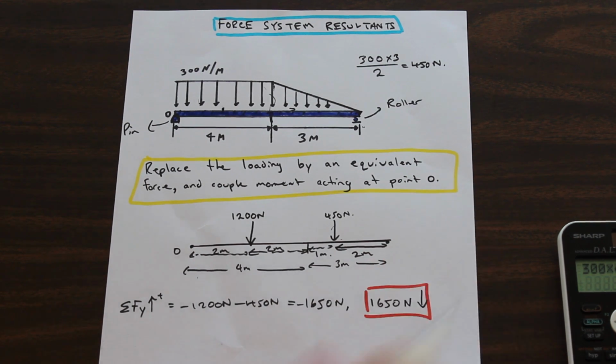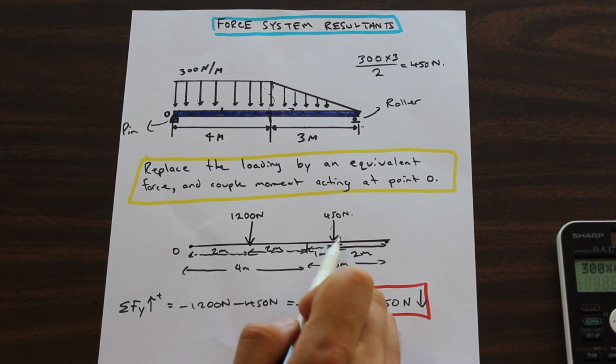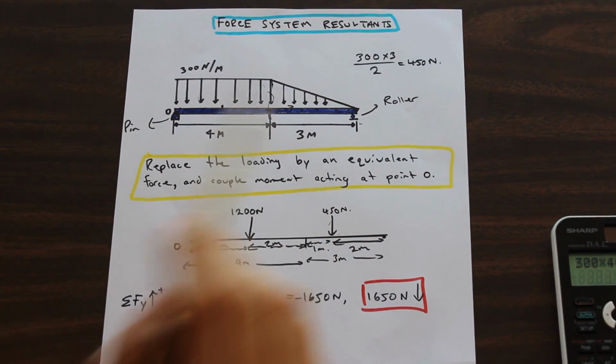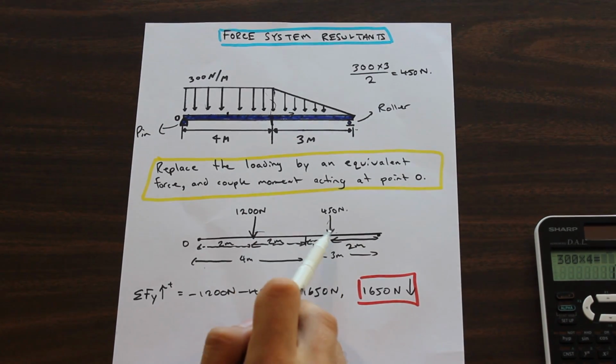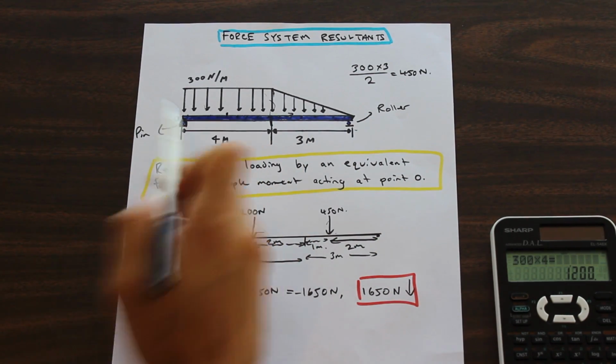Now, we've done other videos on resultant forces and couple moments. We have to take into account the moment created by these forces if we're translating them to point O. If we take these forces and move them to point O, we have to remember that these forces were also exerting a moment on the beam, and we need to include that moment at point O.